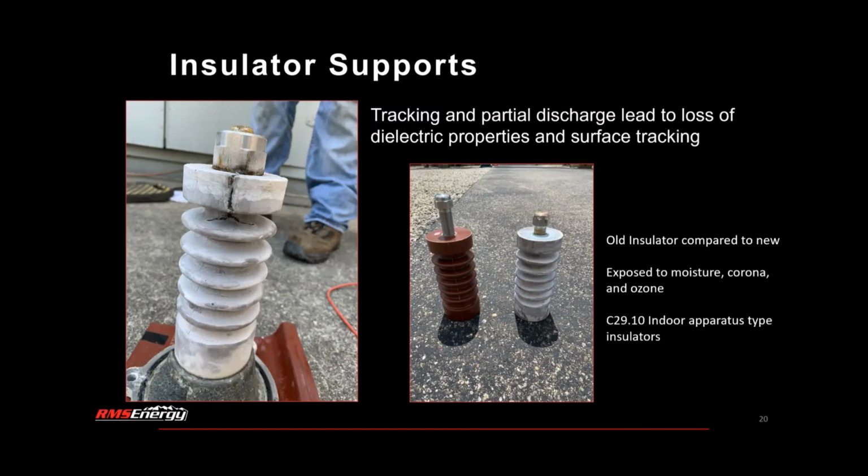So insulators within a bus duct are C2910 type apparatus insulators for indoor equipment. So they're not designed to be exposed to moisture indefinitely. So it is important to make sure that moisture is kept out of the bus duct and heaters are working properly, because over time, if those insulators are exposed to moisture, they will begin to fail.